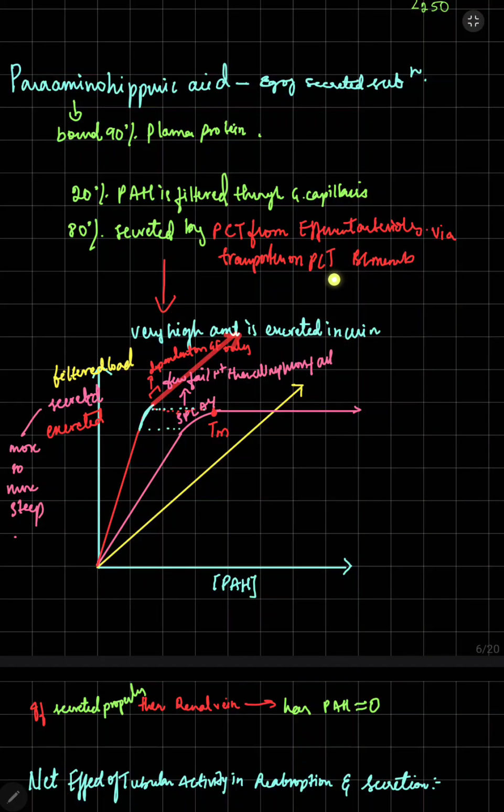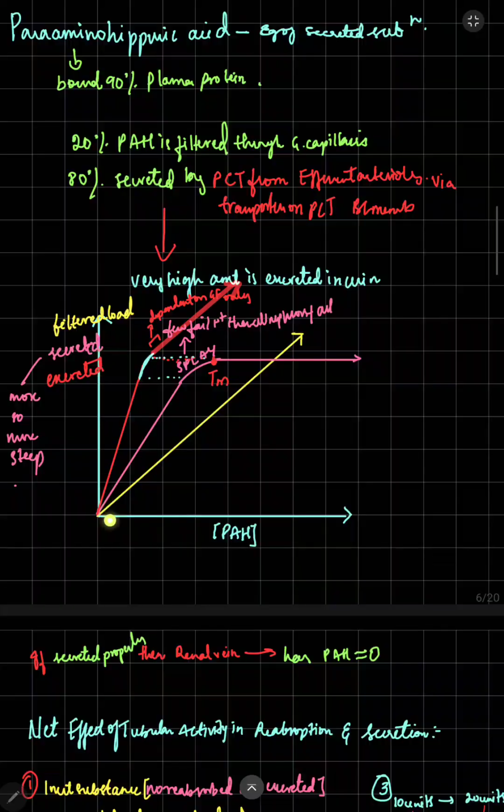So there is 100% excretion of PAH and there is no reabsorption, right? So in this way, a very high amount of PAH is excreted in urine. So when we look at the efferent arteriole concentration, theoretically it has to be 0 because almost 100% of PAH is excreted, right, through filtration and through secretion.